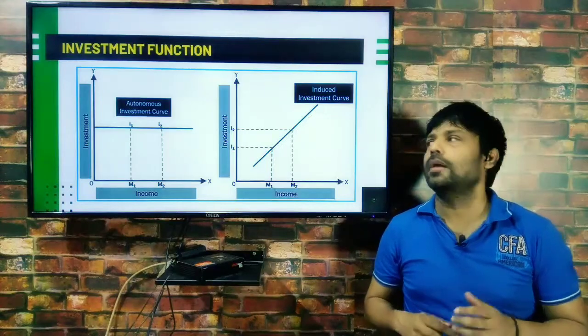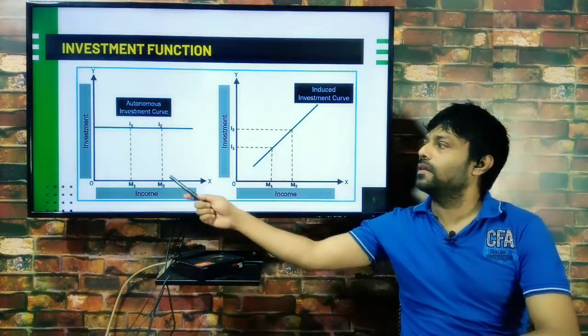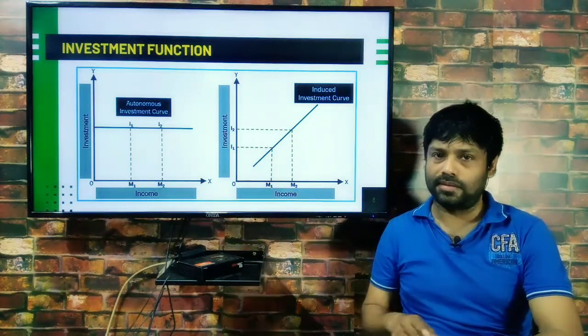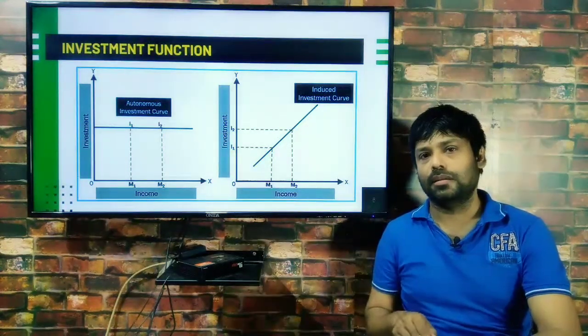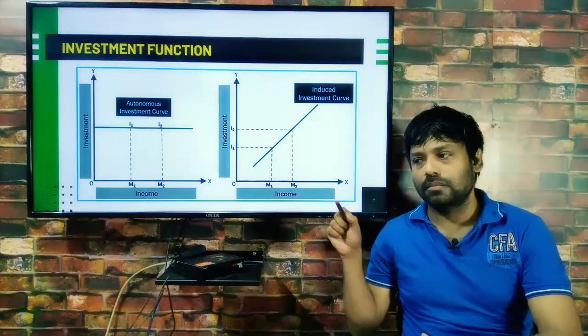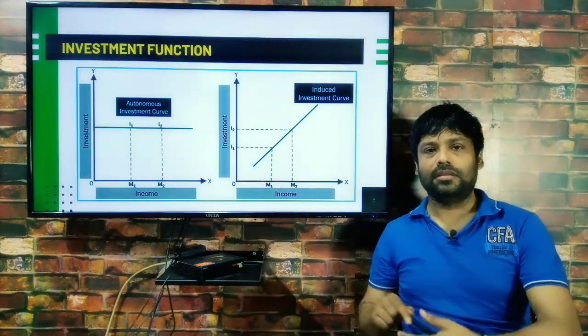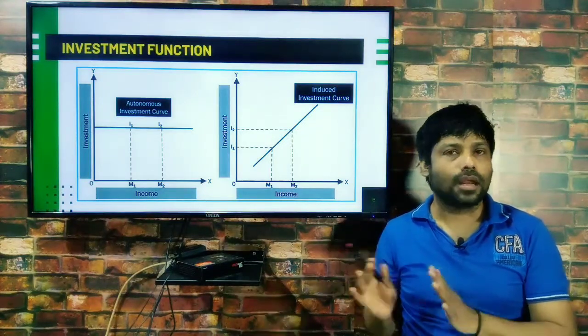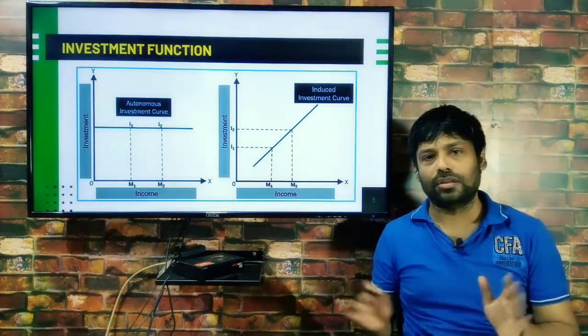For this reason, on the left hand side of the diagram, the curve is parallel to x-axis. And what does it mean? It means that autonomous investment is income inelastic. That is, it has no relationship with income.